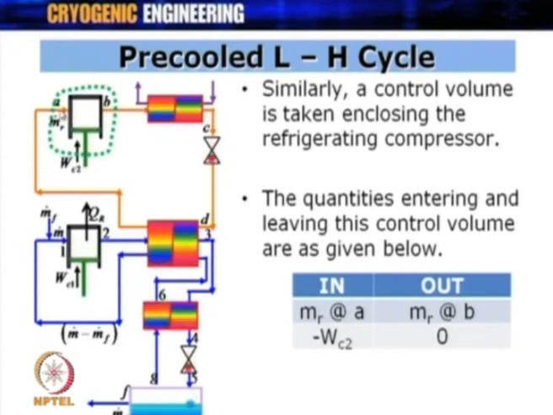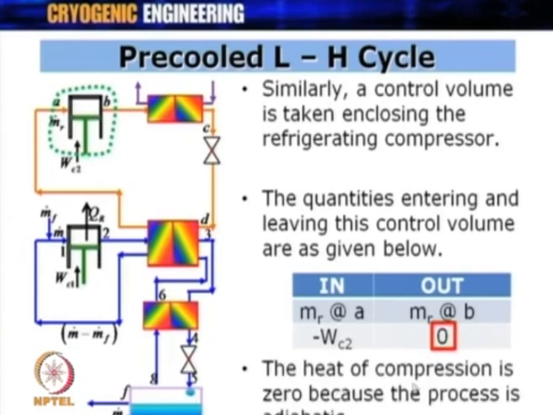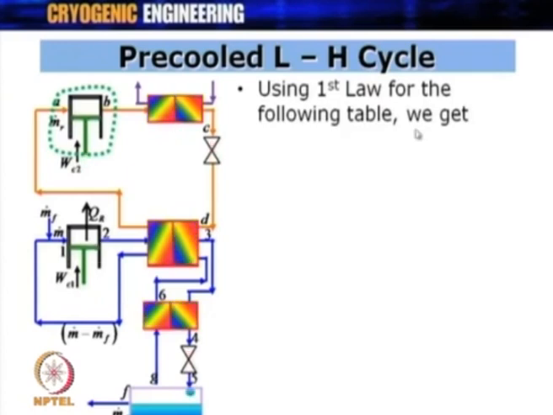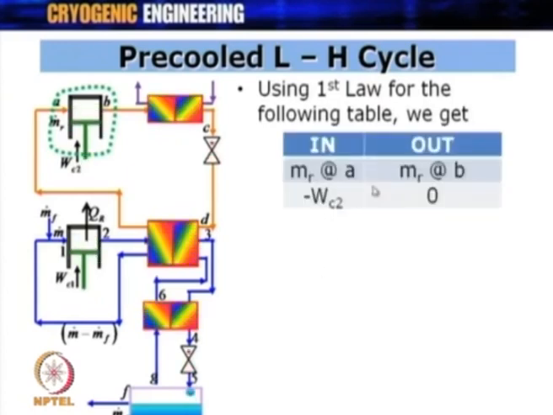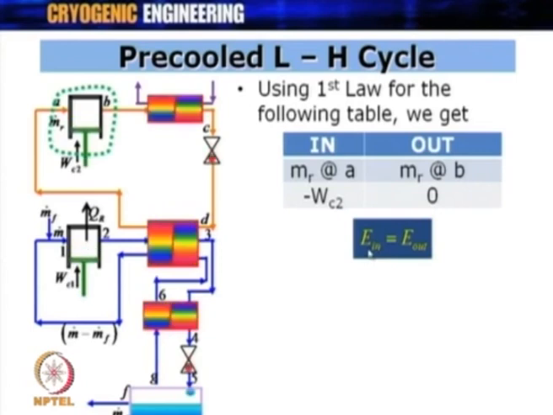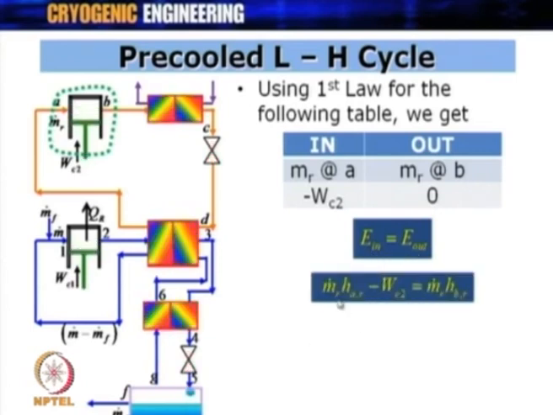What is entering is m dot r at A, and the work done on the compressor is minus Wc2. What is leaving is m dot r at point B, but there is no Qr leaving. So, I have just written 0 in order to match earlier tables. The heat of compression is 0 because the process is assumed to be adiabatic in this case. So, using the first law for the following table, whatever is entering is leaving, and therefore, E in is equal to E out, and therefore, m dot r into HAr, the enthalpy at point A, minus Wc2 is equal to m dot r into HBr.